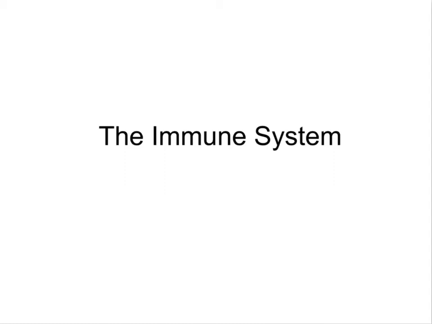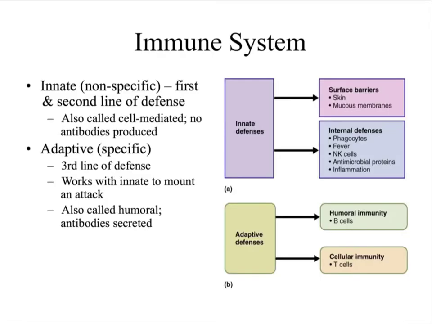Okay, today we're going to talk about the immune system and how it relates to the lymphatic system. The immune system is divided into two different lines of defense. You've got the innate, which includes the first and second line of defense, and all of these are non-specific, meaning they're a barrier or they try to stop any form of microorganism or anything getting inside your body. So it's not specific to a certain type.